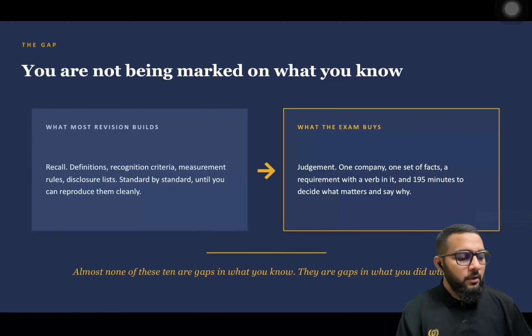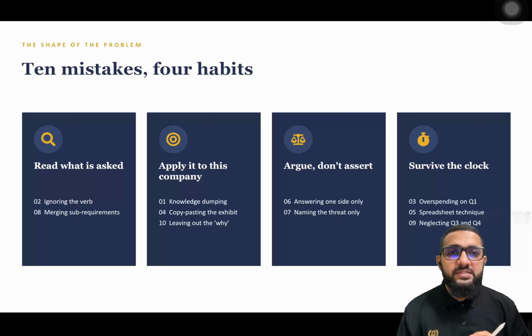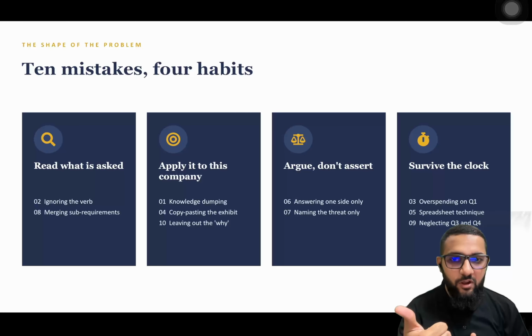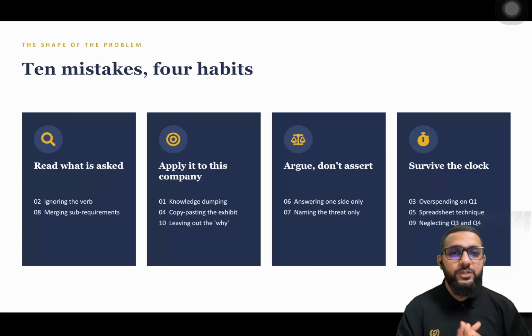All right. Now these are the 10 mistakes that stem from 4 habits. The first one is the reading habit. When you don't read what is asked, you read what you think is asked. Therefore, you go on making the mistakes of ignoring the verb and merging sub requirements. We'll break down how to fix those.